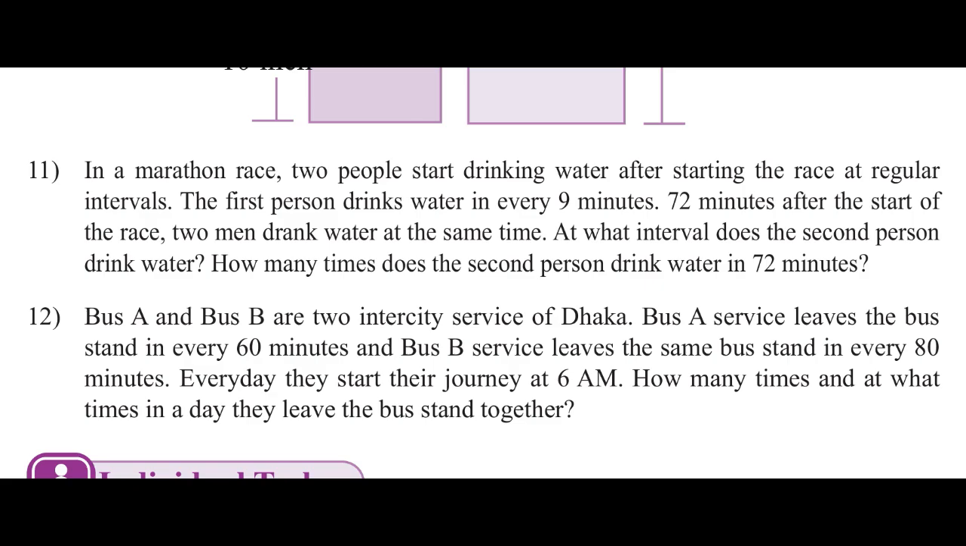So let's start with question number 11. It says, in a marathon race, two people start drinking water after starting the race at regular intervals. The first person drinks water every 9 minutes. 72 minutes after the start of the race, two men drank water at the same time. At what interval does the second person drink water? How many times does the second person drink water in 72 minutes?